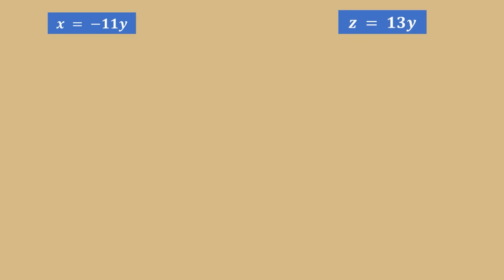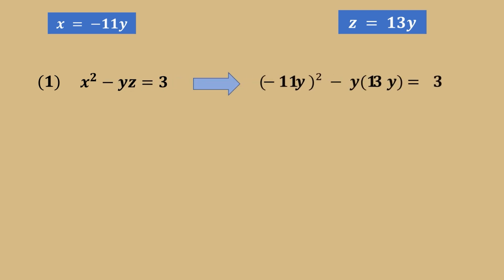We now express everything in terms of y. Replace x with negative 11y and replace z with 13y. This gives the square of negative 11y minus y times 13y equals 3. The square of negative 11y is 121y squared. Subtract 13y squared. This leaves 108y squared. So the equation becomes 108y squared equals 3.